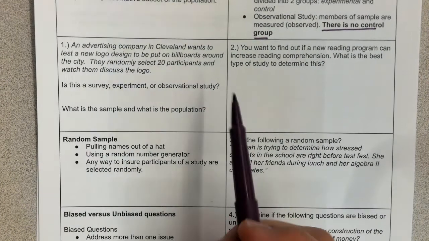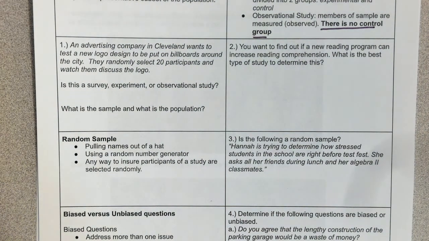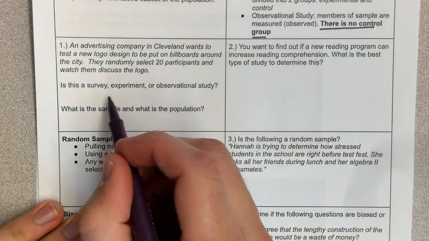Okay, continuing on here. Let's do the first example. An advertising company in Cleveland wants to test a new logo design to be put on billboards around the city. They randomly select 20 participants and watch them discuss the logo. Is this a survey, an experiment, or an observational study? You might think about what that is in your head for a second. All right, this is an observational study. They've picked 20 people, and they're not really surveying them, but they're showing the billboards, and this is called a focus group, and they're just observing what they say. So this is an observational study.